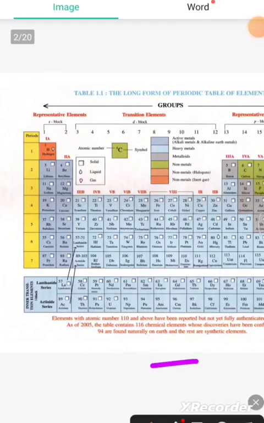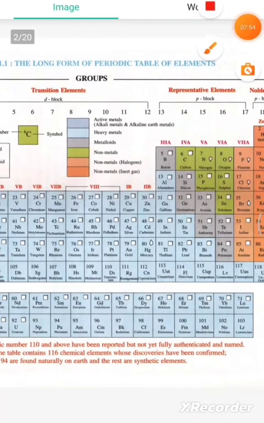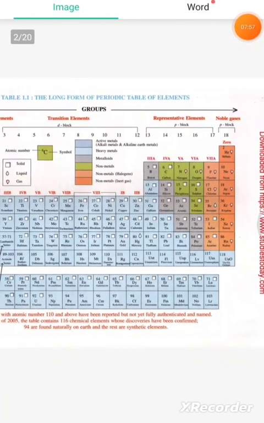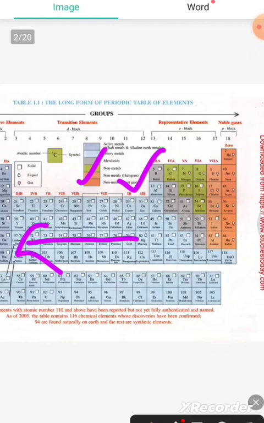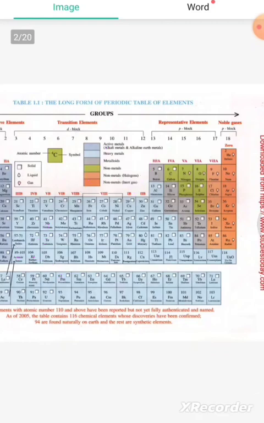1B to your 8B. I think everyone can see here. 1B to your 8B, all these are called your transition elements. Okay, transition elements. And your group 13 to 17, group 13 to 17, they are called your representative elements.